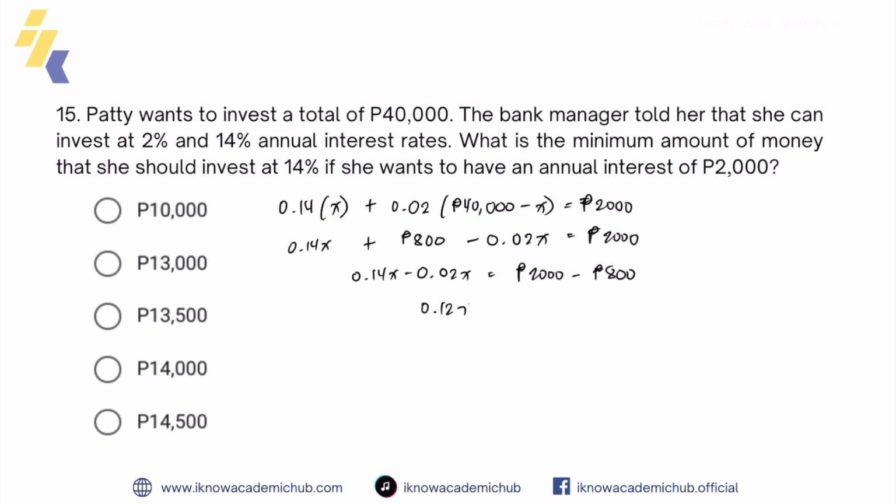0.14 minus 0.02 is 0.12x, and 2,000 minus 800 is 1,200 pesos. Divide both sides by 0.12. We have 12 over 12, cancel 12, we have 1. So x is 10,000 pesos. So this is the correct answer.